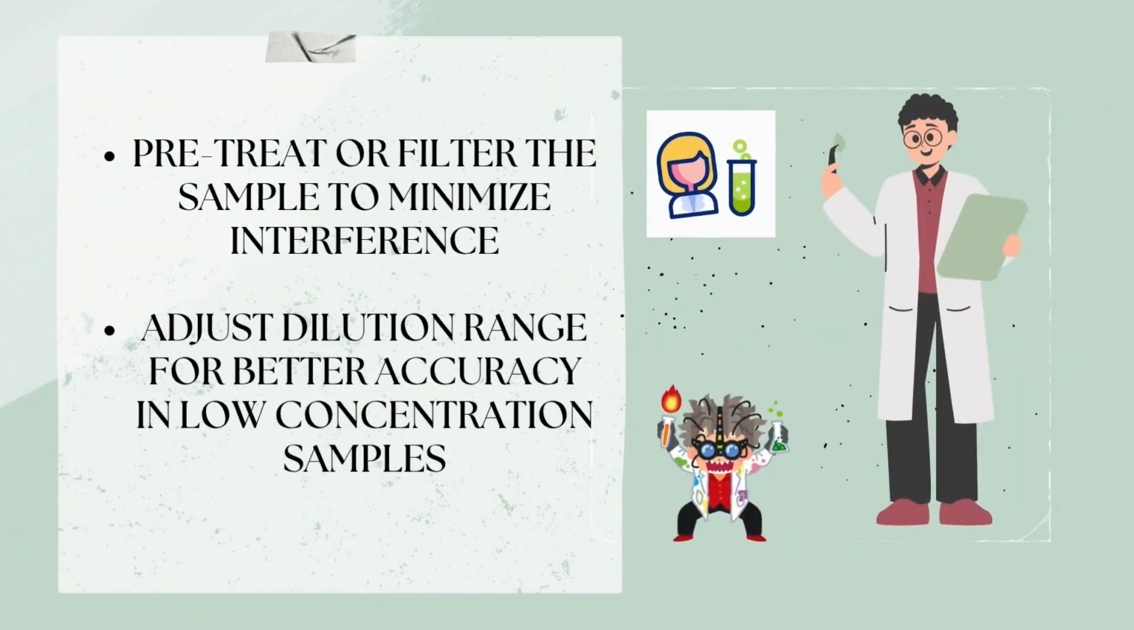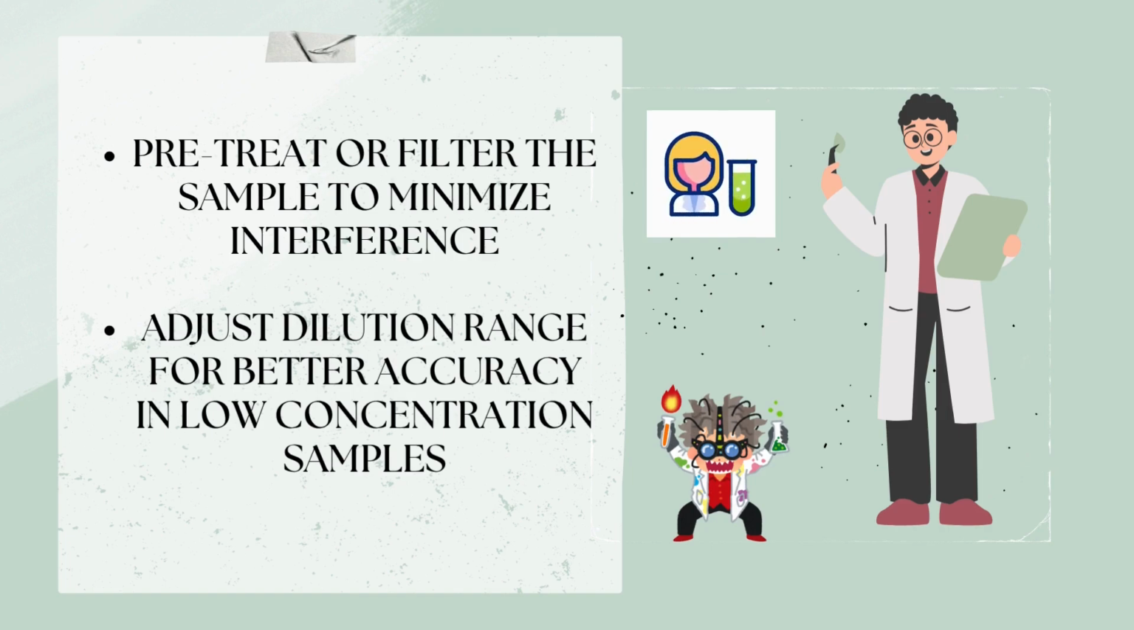Additional suggestions for improvement: pre-treat or filter the sample to minimize interference, because drinks like tea contain compounds such as polyphenols which might affect absorbance readings. Pre-treating or filtering the sample can help remove interfering substances. This improves the accuracy of glucose quantification.